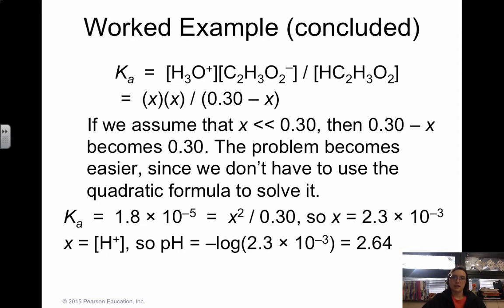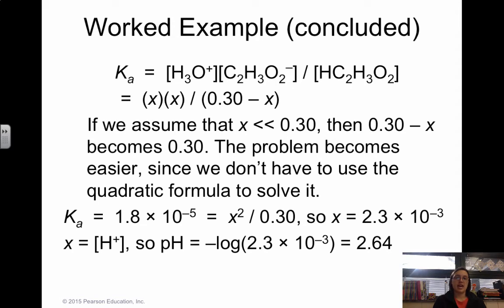So here's our example continued on. We have our Ka expression again, and now what I did is I simply plugged in x's for the products and 0.3 minus x for acetic acid. Now we can assume that x is much smaller than 0.3, and if we make this assumption, 0.3 minus x just becomes 0.3.